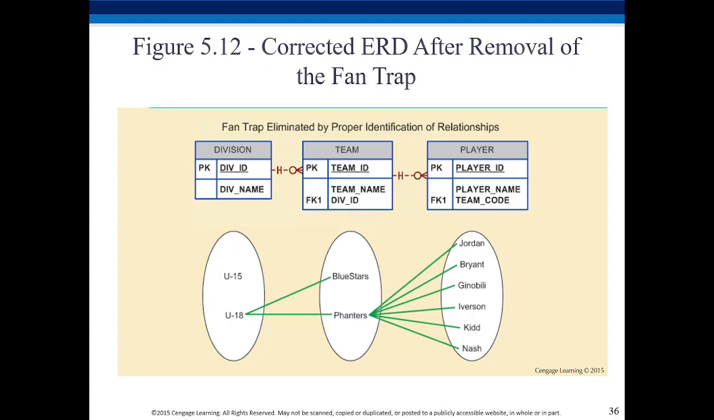Note that in this case, the division is in a one-to-many relationship with the team. In turn, the team is in a one-to-many relationship with the player. So the only difference is that the relationship connections were rearranged. Instead of the division having one-to-many relationships with the player and the team, the division has one-to-many teams, and then the team has one-to-many players. So the player was disconnected from the division and connected to the team.